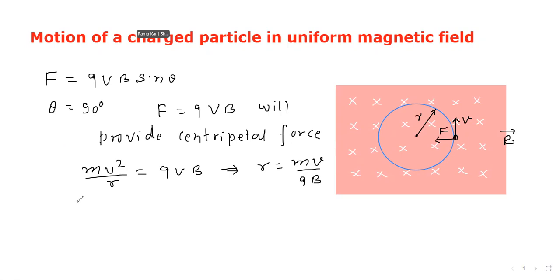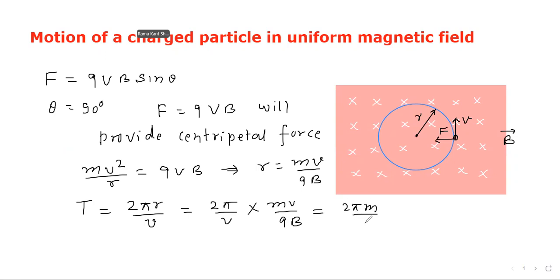Now we can find the time period. Time period is 2 pi r divided by v. We put the values: 2 pi divided by v, and in place of r we write mv upon qB. So we will get 2 pi m upon qB. From here we can get the frequency, which is 1 upon time period, and that will be equal to qB divided by 2 pi m.